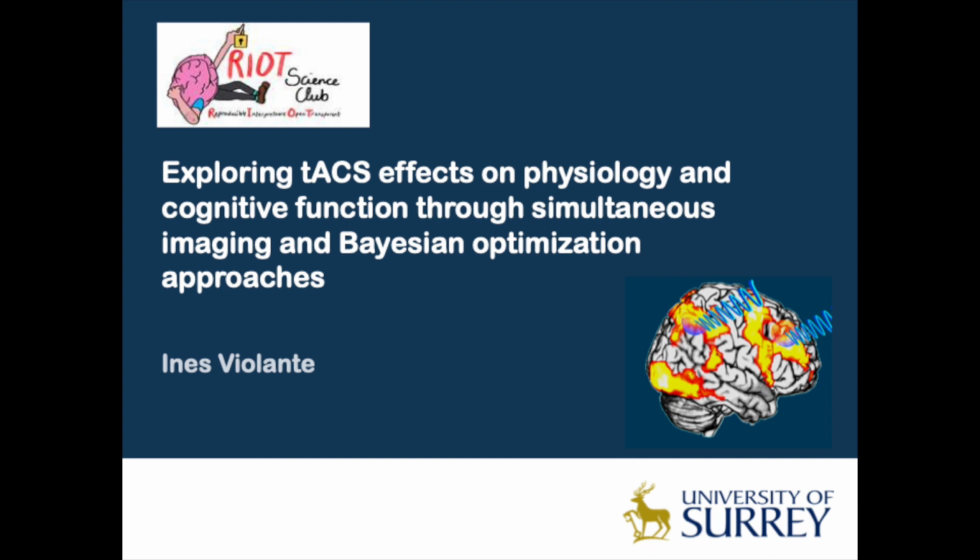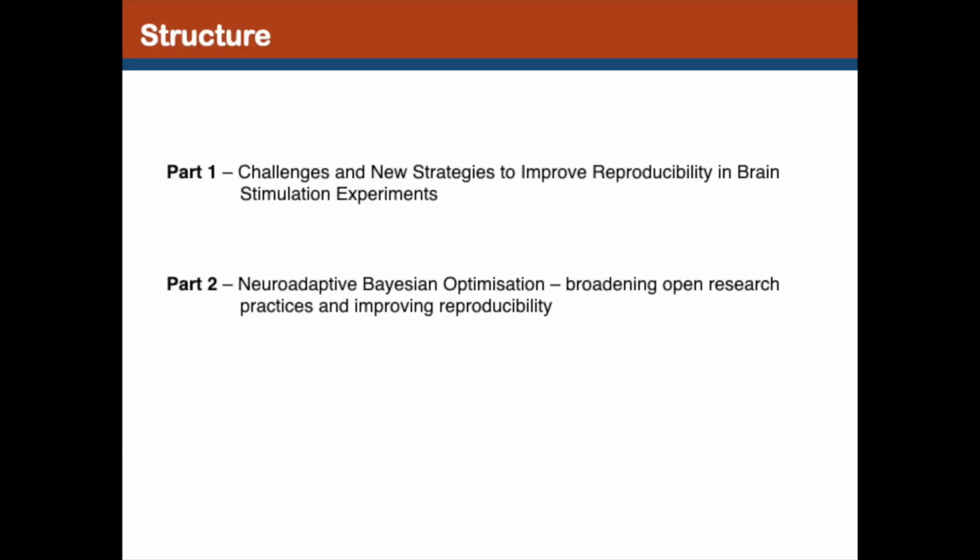Okay, so the talk is essentially divided in two parts, and I'll spend a lot of time here. The first piece is on challenges and new strategies to improve reproducibility in brain stimulation experiments. The second one is how you can use this approach, neuroadaptive Bayesian optimization, because you guys are RIOT Club, to broaden even more open research practices and improve reproducibility. This will be quite short, but I'll give you some nice references where you can check more information.